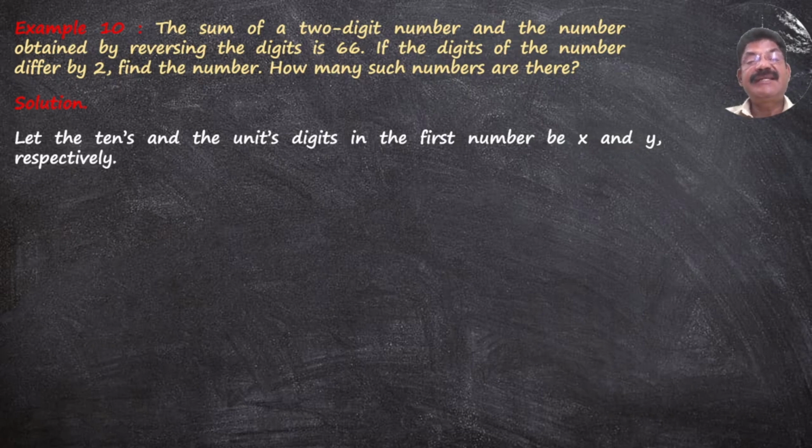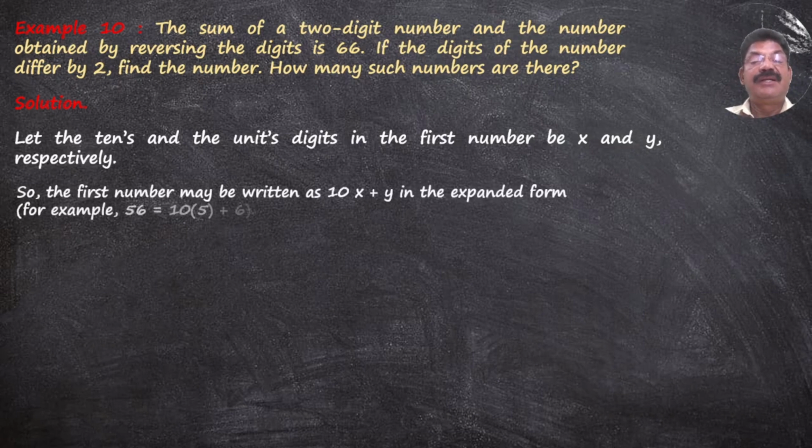So I take x as the 10th digit and y as the unit digit. So what is that number? Because x is the 10th digit and y is the unit digit, that number is 10x plus y. It is in the expanded form. Suppose the number is 56, then 10 into 5 plus 6 is 56.